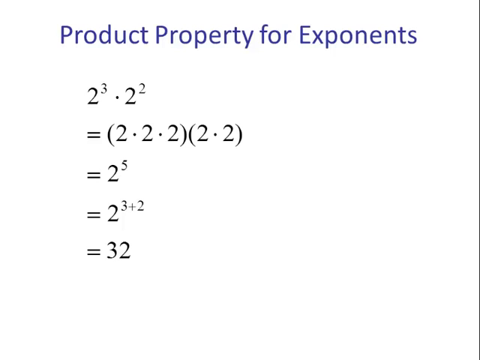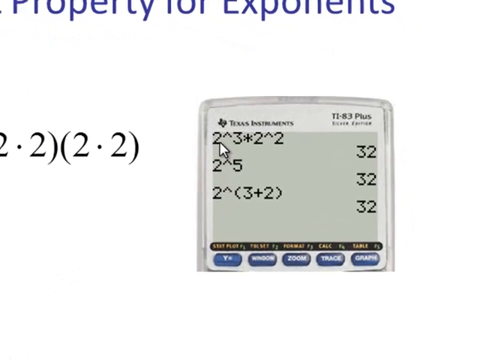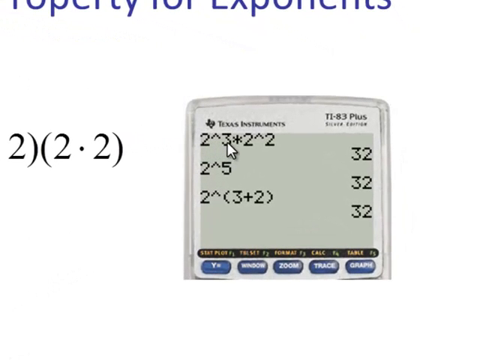2 raised to the 5th power is equal to 32. Now this example can be verified using a graphing calculator. If we have 2 raised to the third power times 2 raised to the second power, that's equal to 32. But so is 2 to the 5th, and so is 2 raised to the quantity 3 plus 2. All these are equivalent.